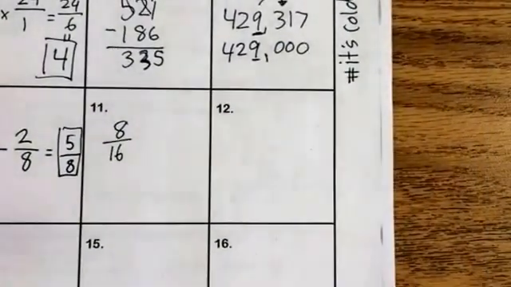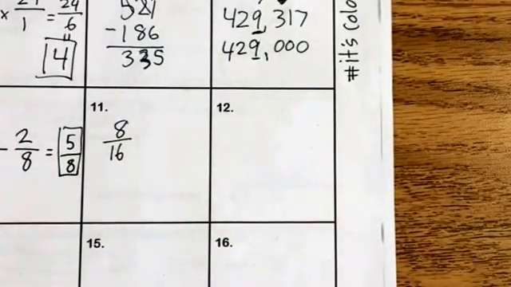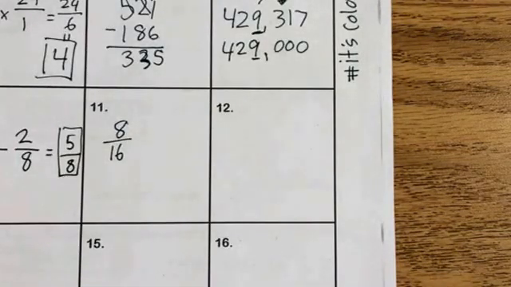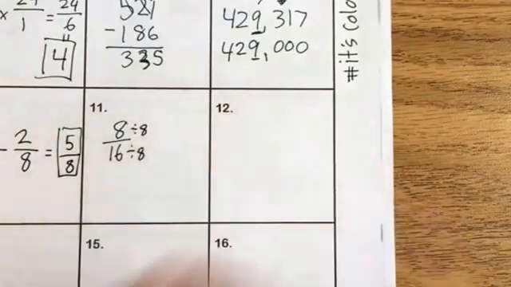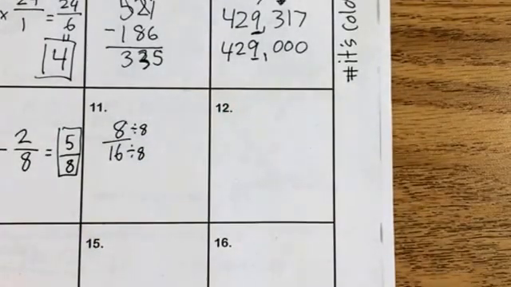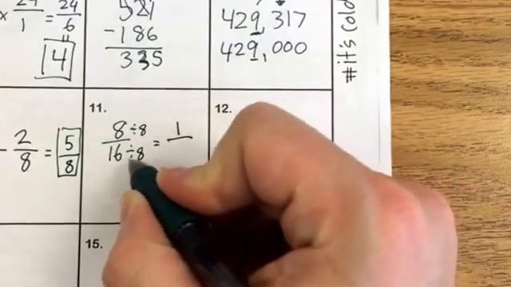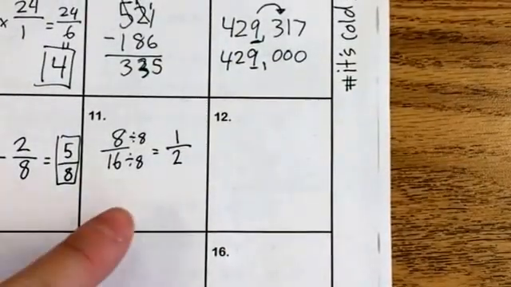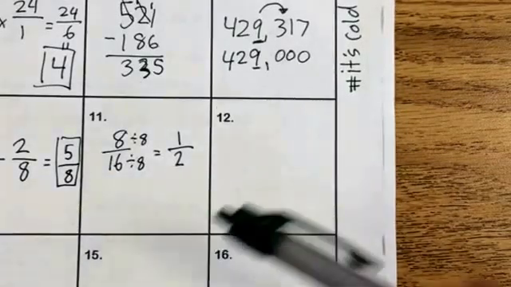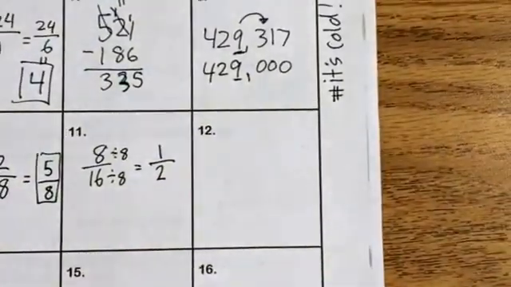Number 11, I need to simplify 8/16. Now, I know that 4 can go into both 8 and 16, but I also know that both 8 and 16 are multiples of 8. So I'm going to divide by 8 to get this into simplest form. Okay? And whatever I do to the top, I must do to the bottom. So 8 divided by 8 is going to get me 1. 16 divided by 8 is going to get me 2. So in simplest form, that's 1/2. This fraction also can apply our rule that if the numerator is half of the denominator, your fraction in simplest form is going to be 1/2.